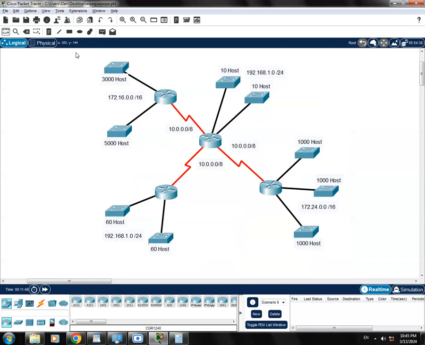So now let's move on to this portion. Let's create a subnet network. On this portion we need to create 3,000 hosts, and on this portion we need to create 5,000 hosts, and we need to use this IP address, 172.16.0.0/16. So it's a Class B. We'll go first with the biggest one, the 5,000, and then afterwards we'll go to the 3,000. So we'll start first with the biggest one. Let's do it.